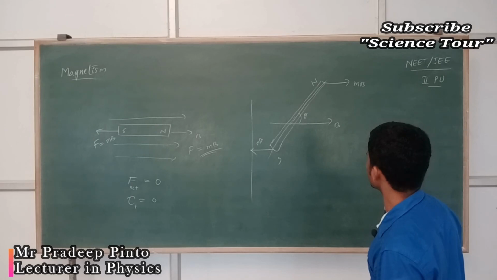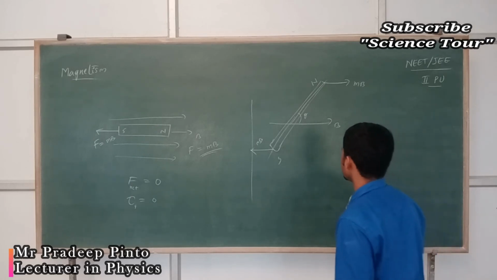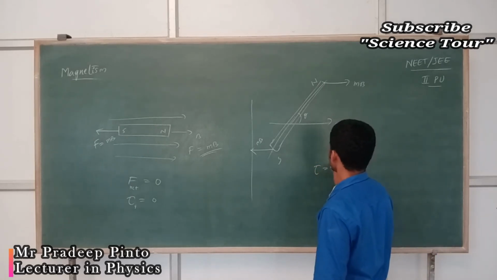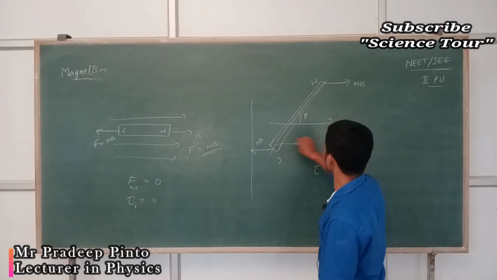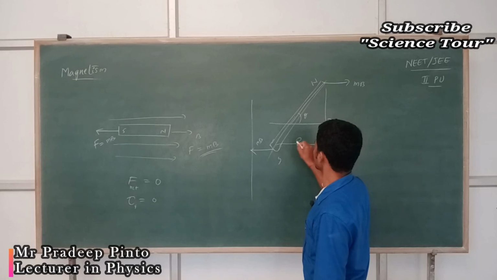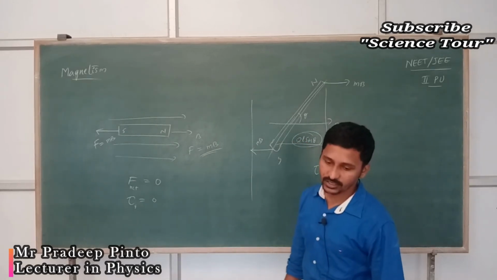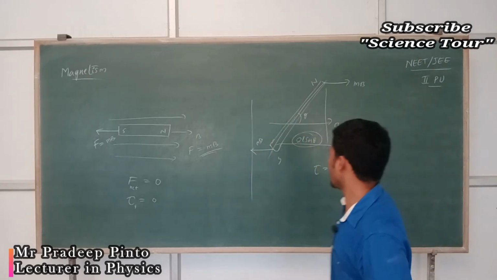Now what is the equation we are going to get? That is nothing but torque, which is equal to r cross f. What is this perpendicular distance? This is 2l, right? So it is 2l sin theta we are going to get.